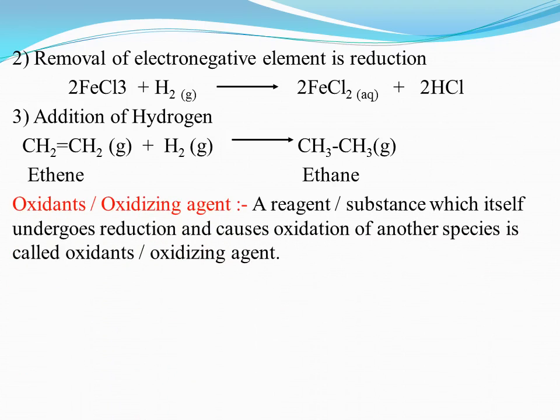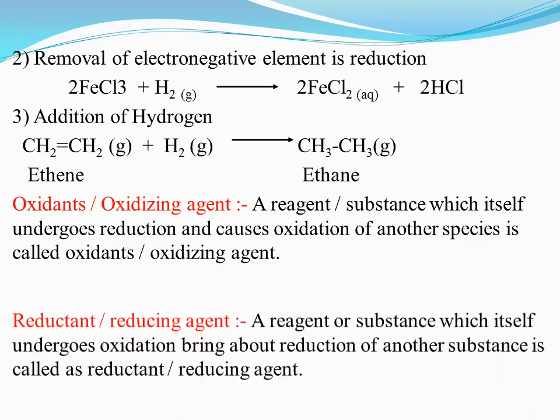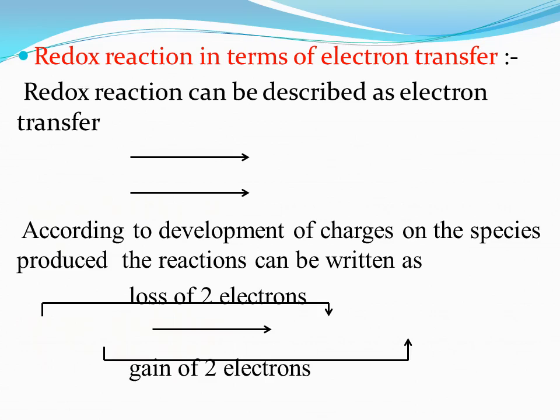Next, reductant or reducing agent. A reagent or substance which itself undergoes oxidation and brings about reduction of another substance is called a reductant or reducing agent. Redox reaction can also be explained in terms of electron transfer. Redox reaction can be described as electron transfer by the following examples.